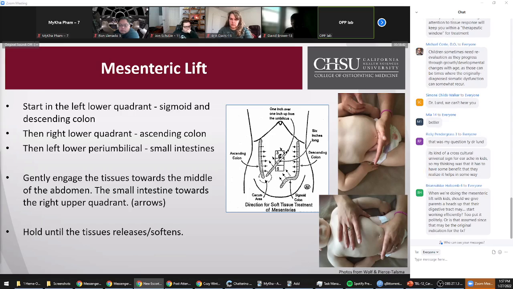And when we're doing the mesenteric lift on kids, should we give parents a heads up? I can only see part of the question. Sure.